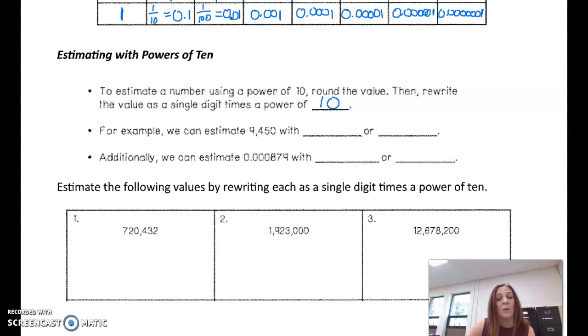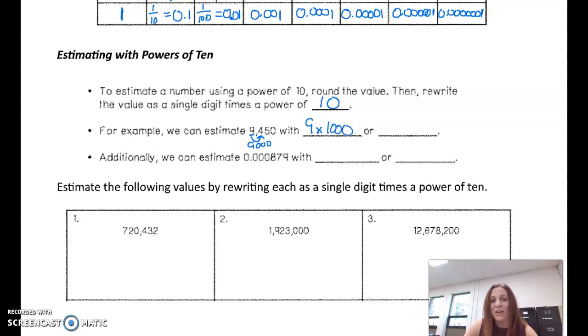For example, we can estimate 9,450. Well, remember, we're going to round the value. We're going to round it to its leading digit, that 9 there. So that 4 behind it tells me that it's going to say 9,000. Okay, so we're going to round that to 9,000, or 9 times 1,000.